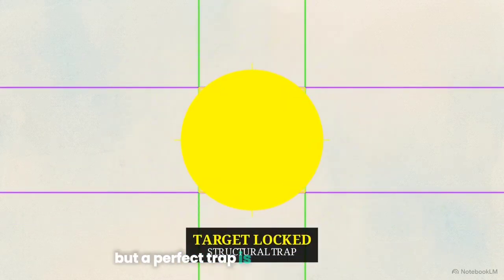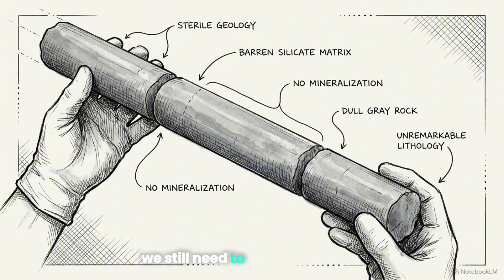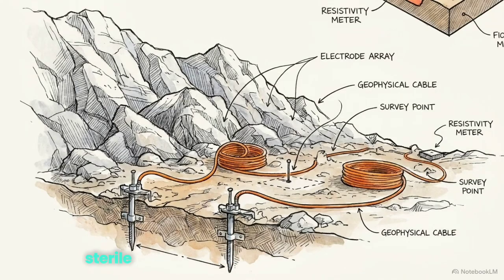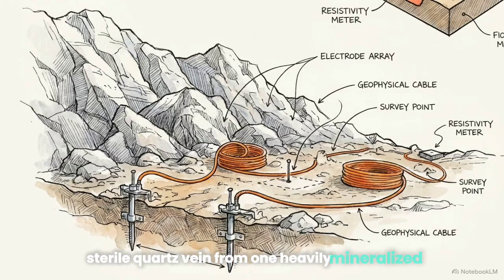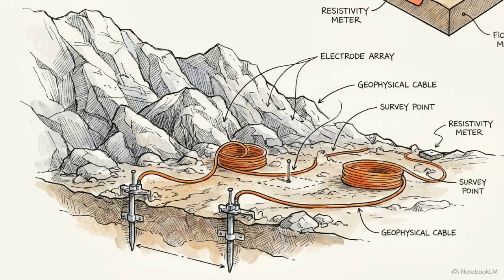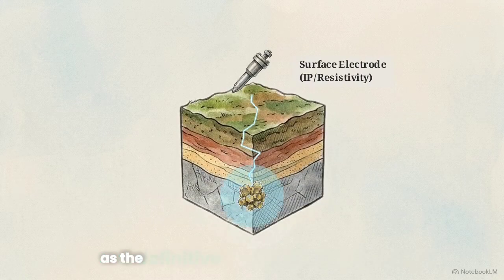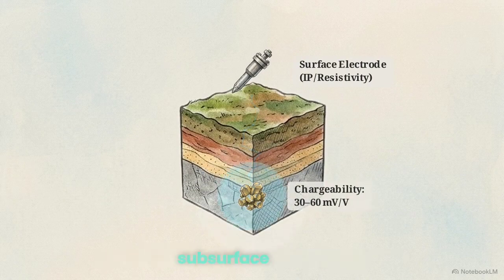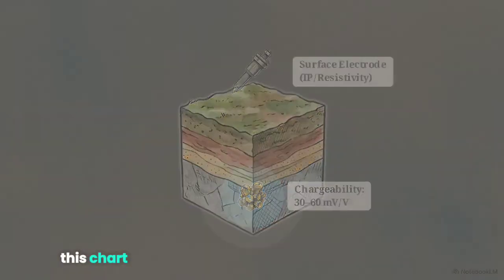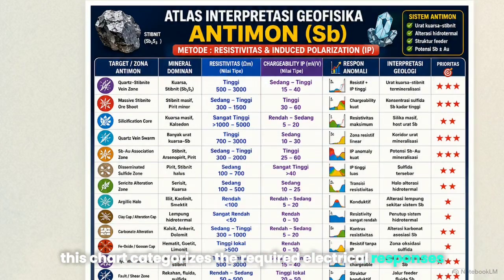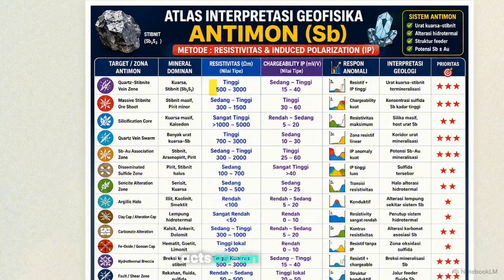But a perfect trap is useless if it's empty. We still need to detect the metal. The final hurdle is differentiating a barren, sterile quartz vein from one heavily mineralized with economic grades of antimony. We have to send electricity into the ground. We use induced polarization and resistivity surveys as the definitive tools for detecting massive subsurface sulfides. This chart categorizes the required electrical responses. The silica core acts as an insulator, registering extreme resistivity between 500 and 3,000 ohm meters.